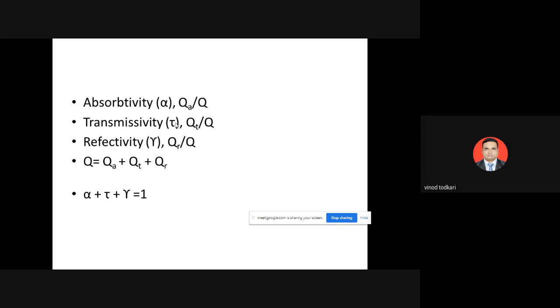Opaque surface is the surface which does not allow any radiations to pass through it. So transmittivity will be 0 for opaque surface. So in this equation, if I substitute tau is equal to 0, what will this equation be? Alpha plus gamma is equal to 1. So for opaque surfaces, the equation used is alpha plus gamma is equal to 1. Is it clear to all of you? We have seen the concept of absorptivity, transmittivity, reflectivity, white body, black body, and opaque body. For black body, absorptivity is 1. For white body, reflectivity is 1. And for opaque body or opaque surface, transmittivity is 0. So alpha plus gamma is 1.